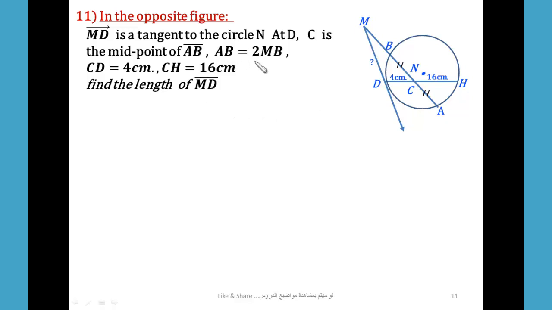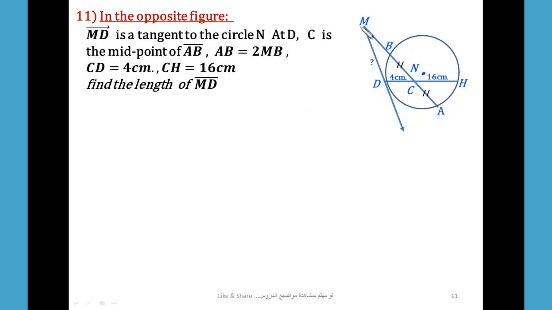And AB equals 2MB, and from that we can deduce that MB equals half AB, which equals AC equals BC. So we can deduce that AC equals CB equals BM, and we will use this in the solution. Then find the length of MD.